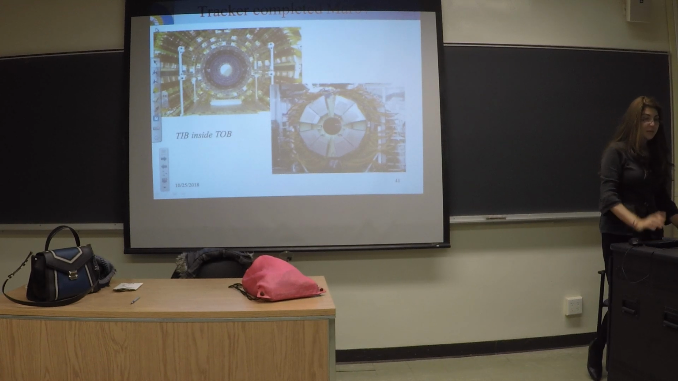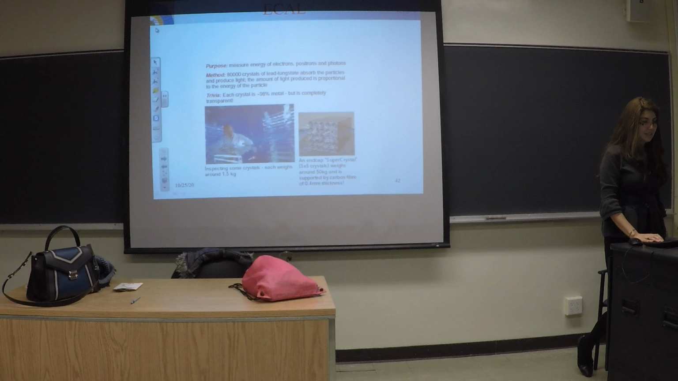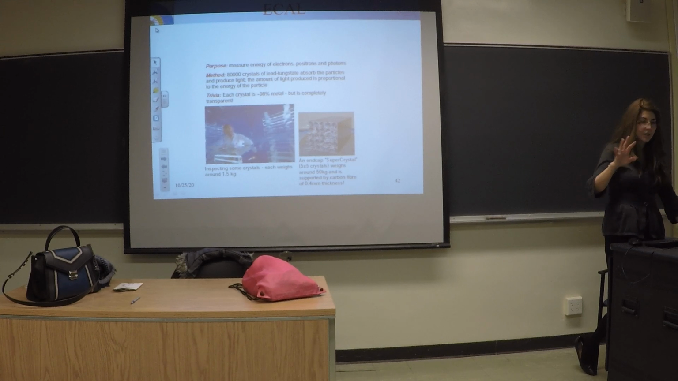And from every one of them, you can imagine the cables coming out. So how do we use these 70 million and all the cables, and everything has to be well connected? It's impressive work. Then comes the electromagnetic calorimeter, where the idea was to measure the energy of electrons, positrons, and photons. The method was to use 80,000 crystals of lead tungstate, and they absorb the particle and produce light. The amount of light produced is proportional to the energy of the particle. You have photomultipliers that capture this light and send it to the electronics. We have a signal. So it's all engineering here that everyone has to do.